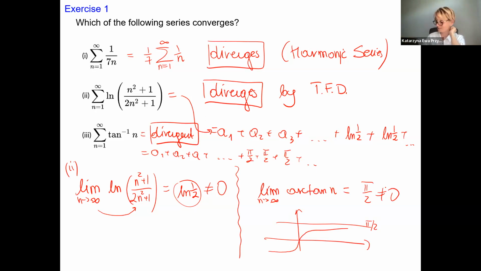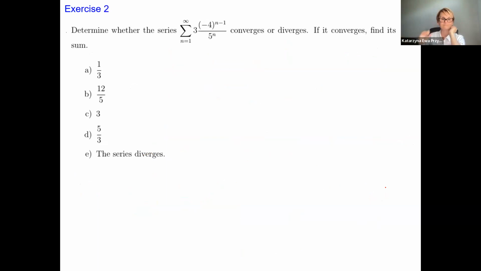Okay, good. Exercise number 2. Determine whether this series converges or diverges. If it converges, find the sum. If we're asking for the sum, what kind of formula do we most likely see?